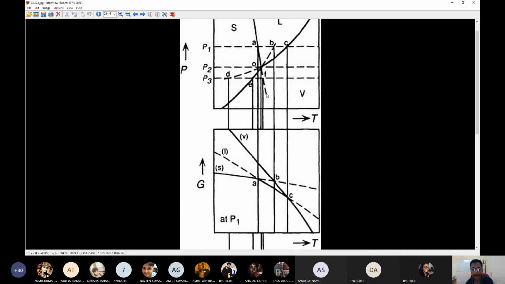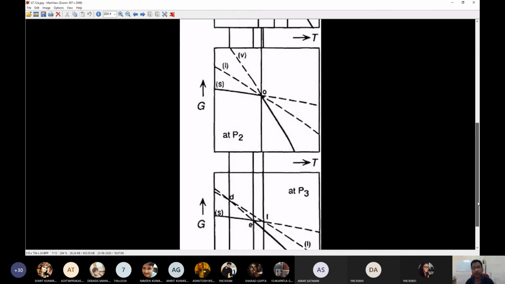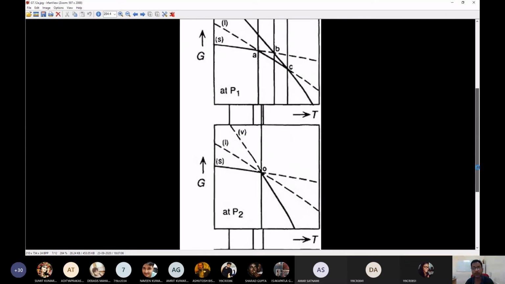Okay, so if you have to reproduce that diagram of G versus T at P3, the diagram is going to be such that from this point to this point solid has the minimum, and from this point to this point vapor has the minimum, and somewhere in between there will be a metastable representation of solid-liquid equilibrium. Let's see what it does. Yeah, so this is what it is.